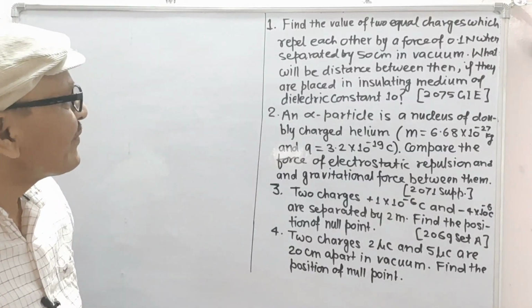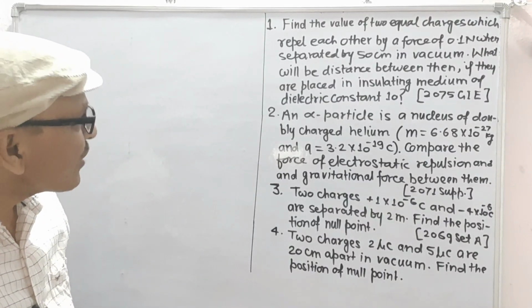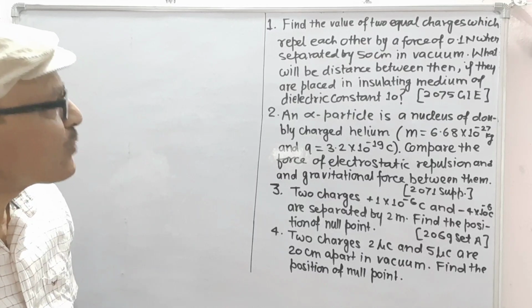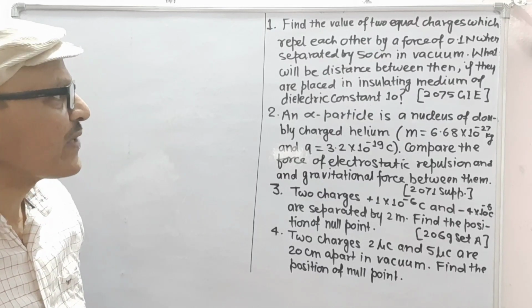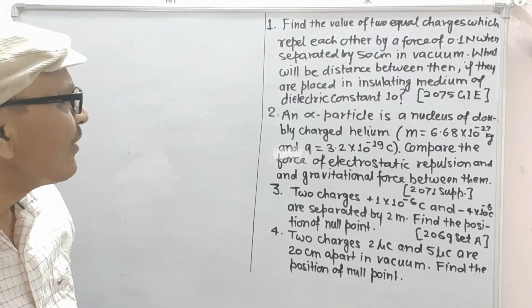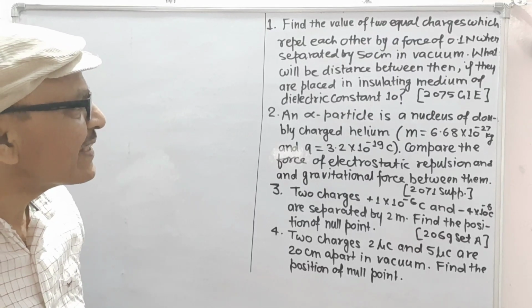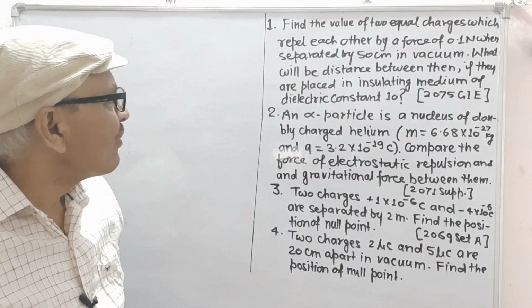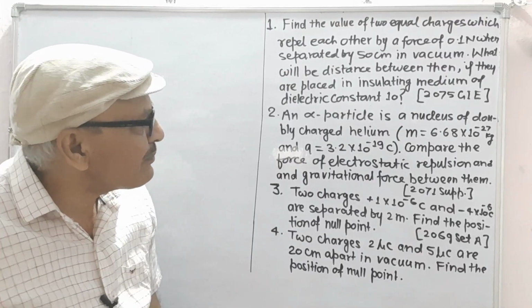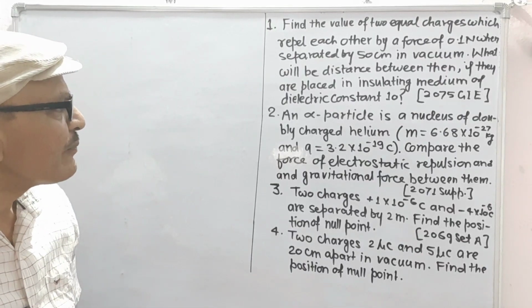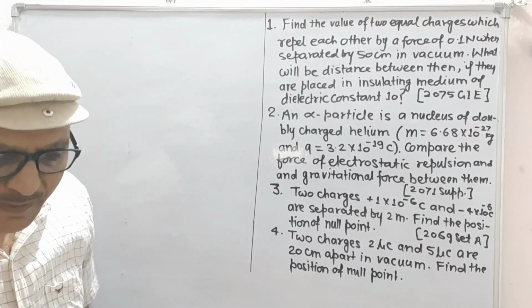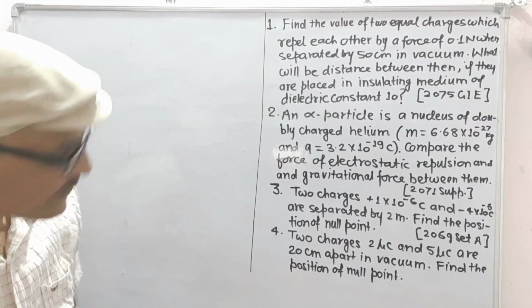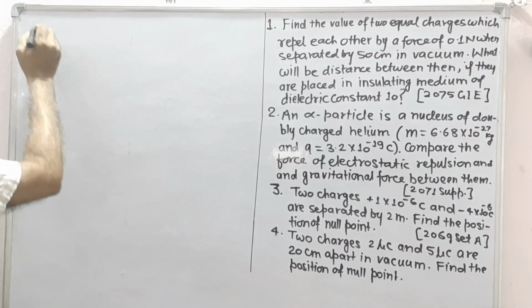Now let us start with question number 1. The question is, find the value of two equal charges which repel each other by a force of 0.1 Newton when separated by 50 cm distance in vacuum. What will be the distance between them if they are placed in insulating medium of dielectric constant 10? Now solution to question number 1.